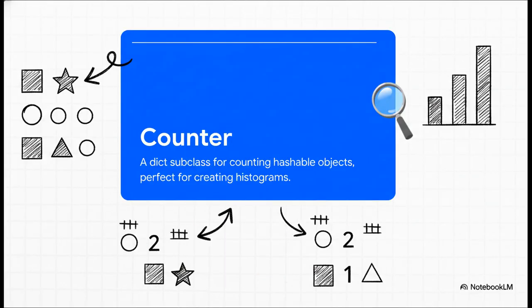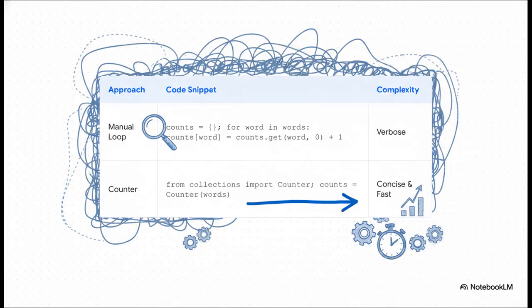Let me introduce you to the Counter. It's another one of these specialized dictionaries, and its name tells you everything. It is purpose-built for one job, counting things. You can literally throw a whole list of items at it, and poof, it instantly gives you back this perfect dictionary-like object with every item and its exact count. Just look at the difference here. It's night and day, right? The manual loop works, yeah, but you have to really read it carefully to figure out what it's trying to do. The Counter version, though, it's one line, and it practically reads like plain English.